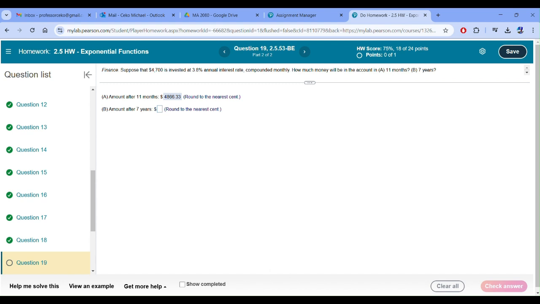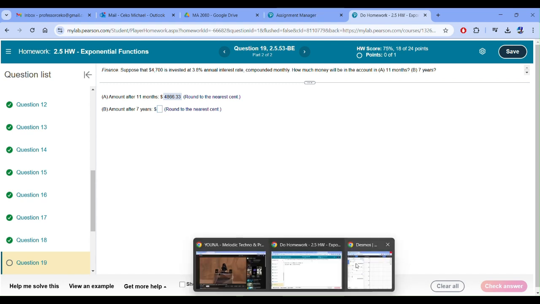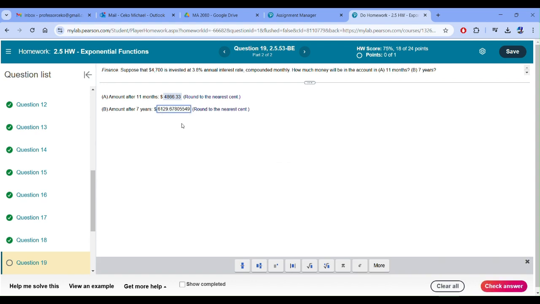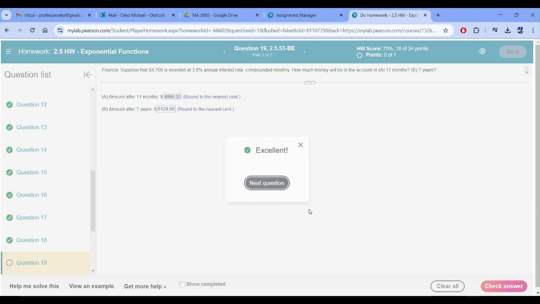Alright, now for 11 years. What's cool about Desmos is I could literally just change this from 11 out of 12 to 7 years. And now it's worth that. Control copy, control V. And let's just go backwards. Let's make that an 8 and check answer. Beautiful.